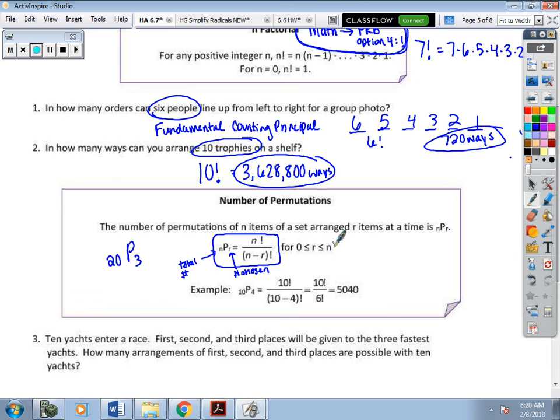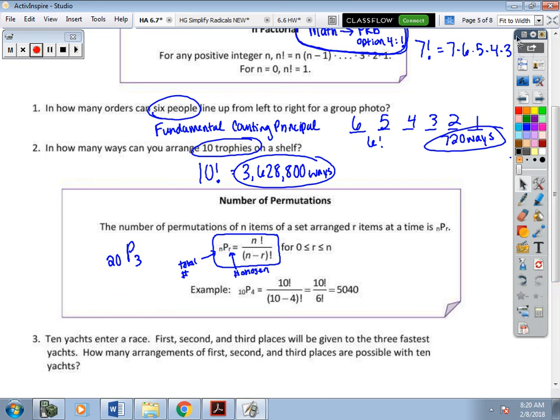And here's an example, 10P4, 10 factorial over 10 minus 4 factorial. You do your order of operations, which are exponents, and then you would actually perform 10 factorial and 6 factorial and divide them. And I will show you a shortcut that you can use to simplify those as well.